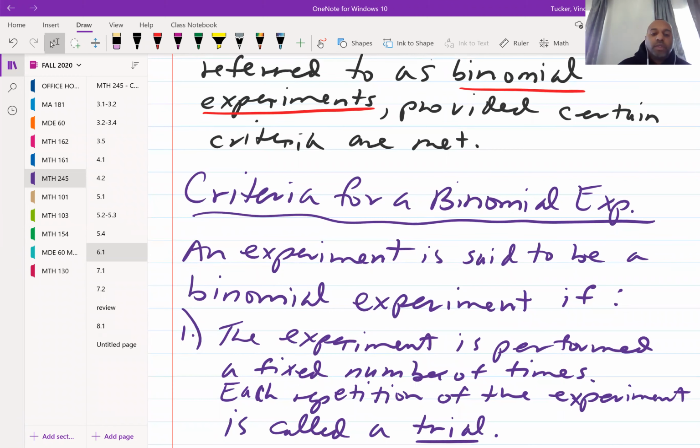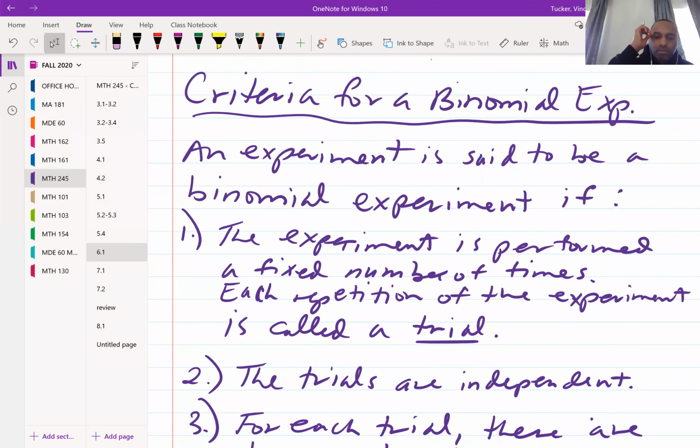All right, well, the first one, the experiment is performed a fixed number of times. Each repetition of the experiment is called a trial. So that's the first criteria. Experiment is performed a fixed number of times. Second, the trials are independent of each other.